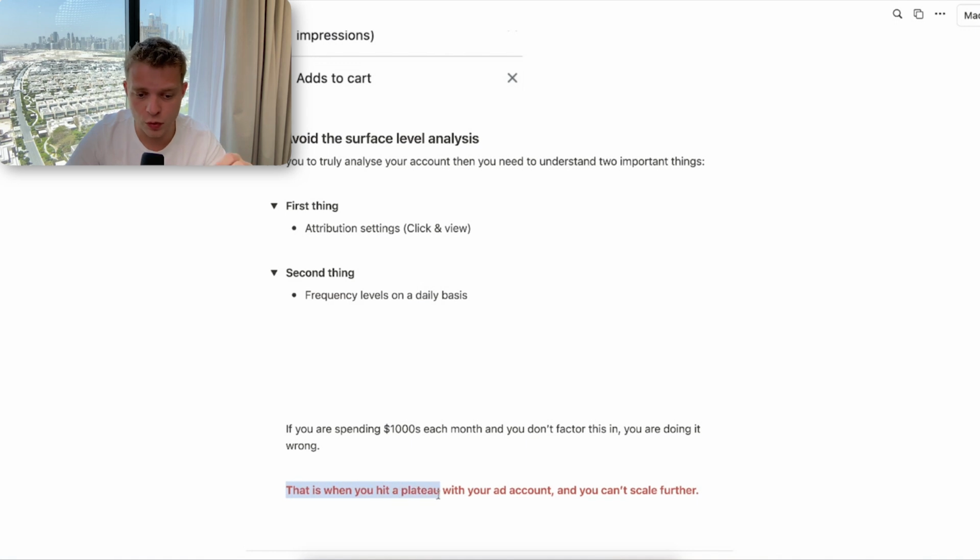And this is when you hit a plateau within your ad account and you can't scale further, because you're not looking at these two things inside your ad account. So let me try and break that down for you with real life examples from some of our clients.